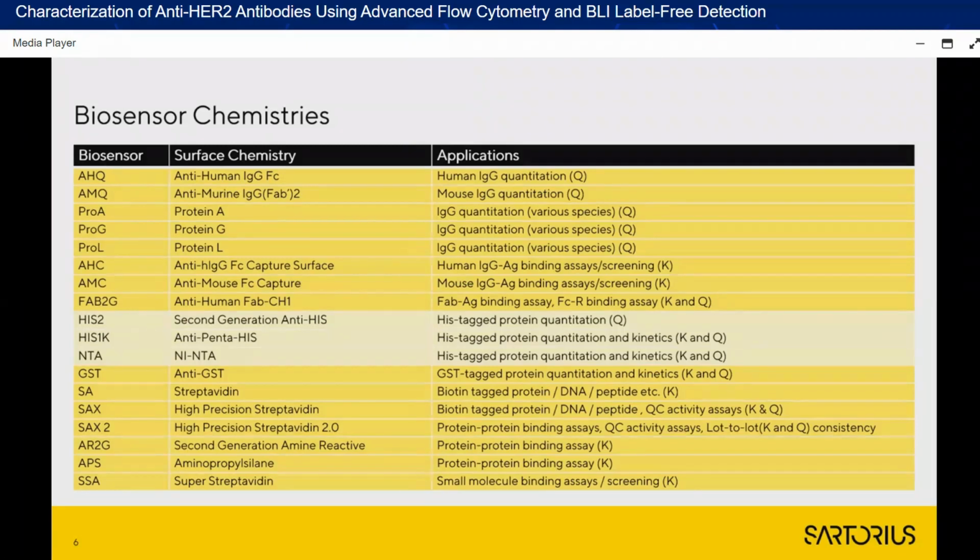GlyM and GlyS kits. So these contain everything you need from protocol to buffers to the biosensors in order to measure the glycan content of your protein of interest. So this would be specifically mannose or sialic acid.